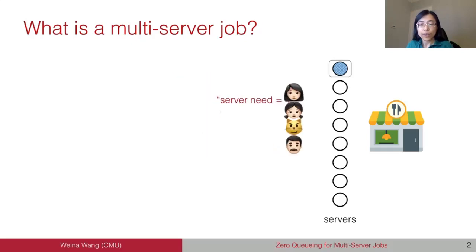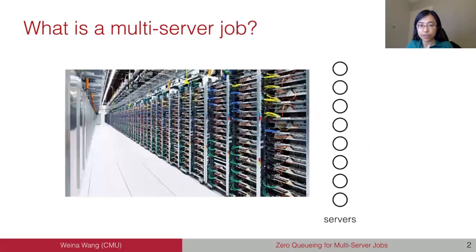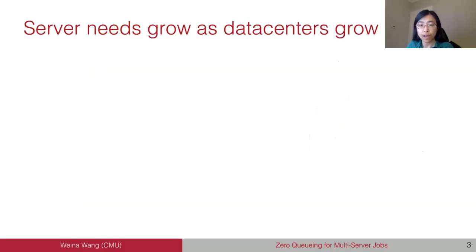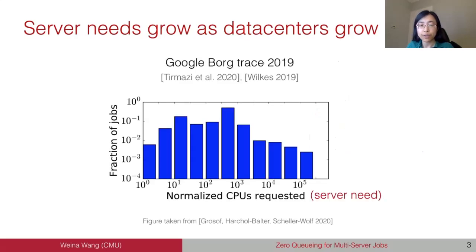When we think about the scheduling problem for data centers, over the years we have witnessed a rapid growth in the sizes of data centers, and the server needs actually grow together as the data centers grow. This is a figure generated from traces from Google, where the x-axis is the server need, and the y-axis is the corresponding fraction of jobs. As we can see here, the server needs range from 1 all the way to more than 10 to the 5, so it can be very large.